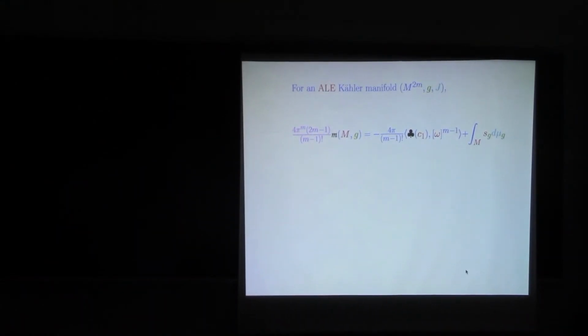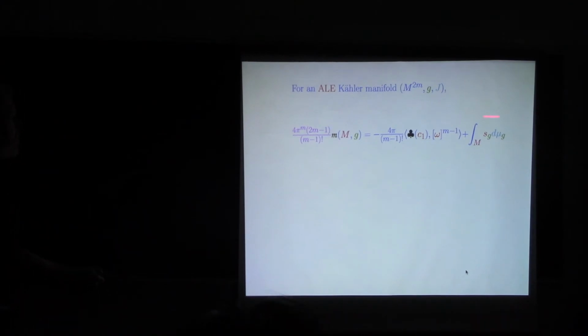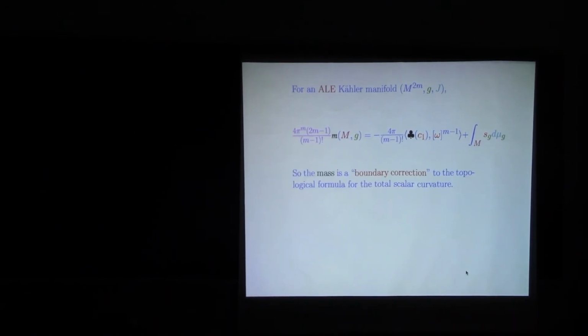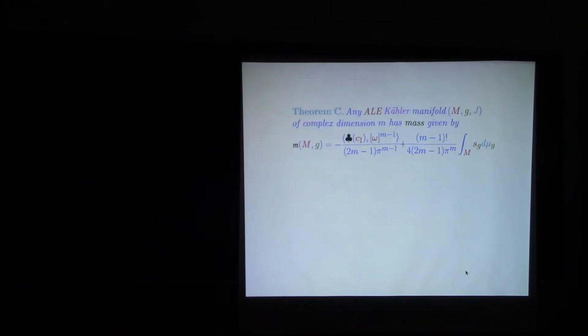All right, so if you look at the formula that I just described, it actually says that the mass is an anomaly that measures the degree to which this formula fails. So that was a formula in the compact case. In this non-compact case, the formula doesn't quite work. And so the degree that it fails is actually measured by the mass. Okay, so it's a boundary correction to the topological formula for the scalar curvature.